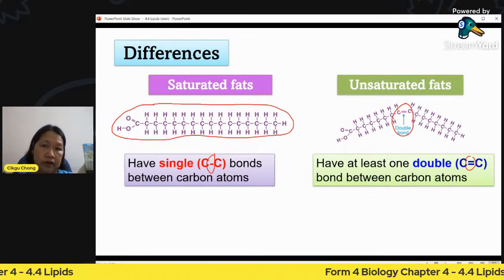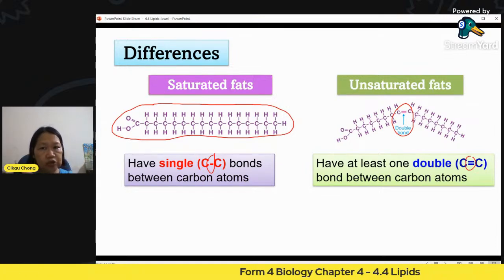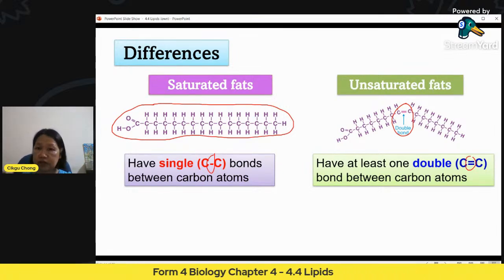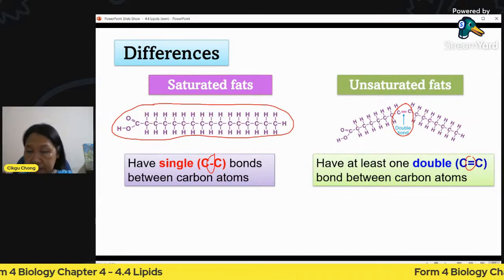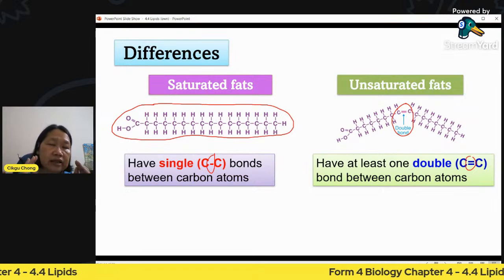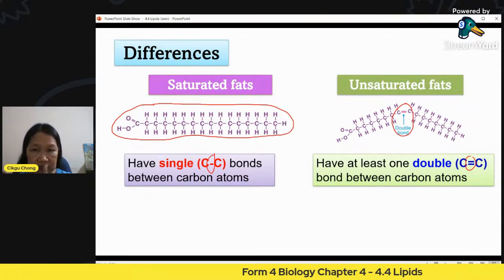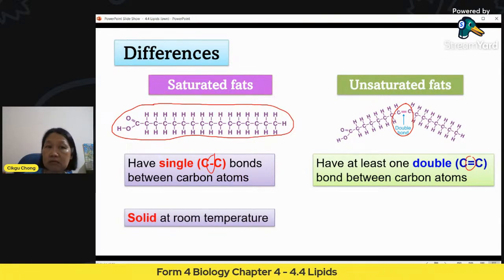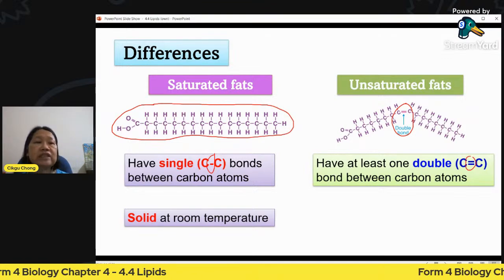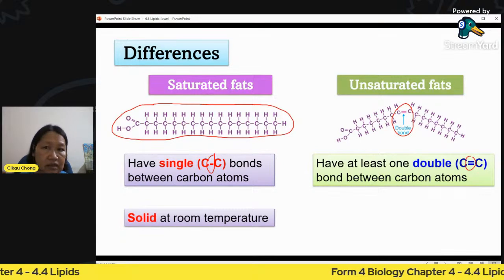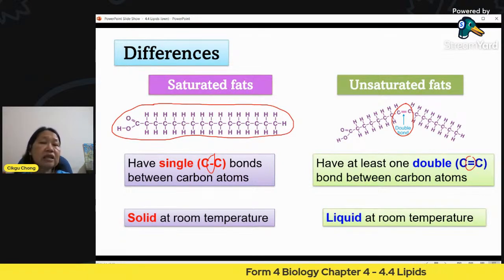It's a double bond, at least one. The other two fatty acids may be saturated, never mind. But at least you have one unsaturated fatty acid. This is considered an unsaturated fat, at least one. Then saturated fats are solid at room temperature, like animal fat or butter. Unsaturated fats are liquid at room temperature.